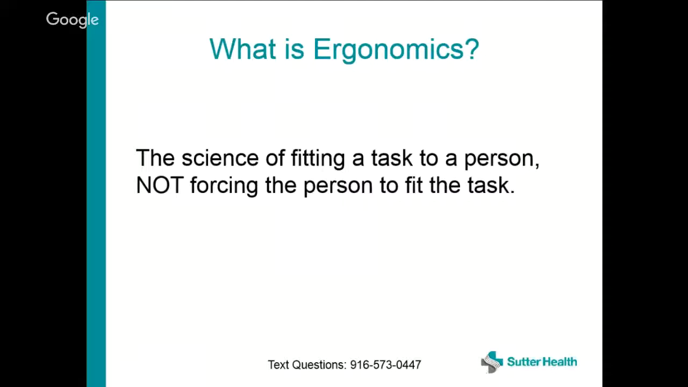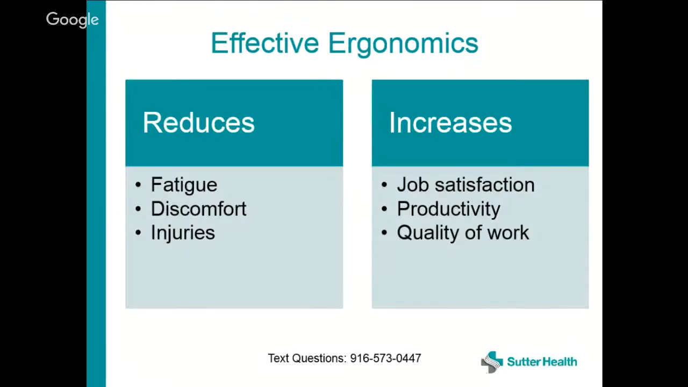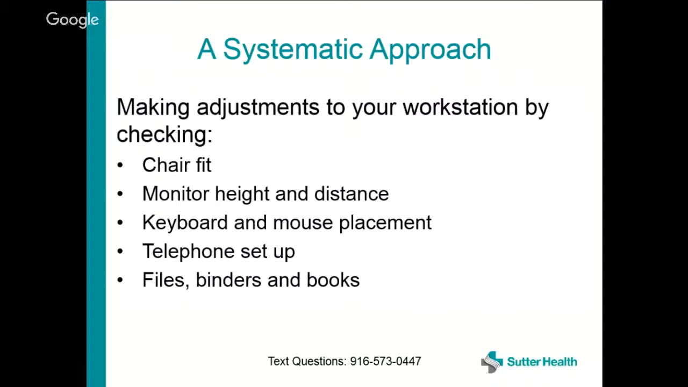And so ergonomics, why do we talk about ergonomics? We want to fit the task to the people and not force the person to the task. We want to make them comfortable. So essentially we can reduce fatigue, discomforts and injuries. Overall, if the employee is comfortable, people are more satisfied with their work, they're more productive, and the quality of work is better. So essentially, I have a systematic approach to looking at ergonomics. I want to look at the chair, the monitor, and the keyboard in that order.